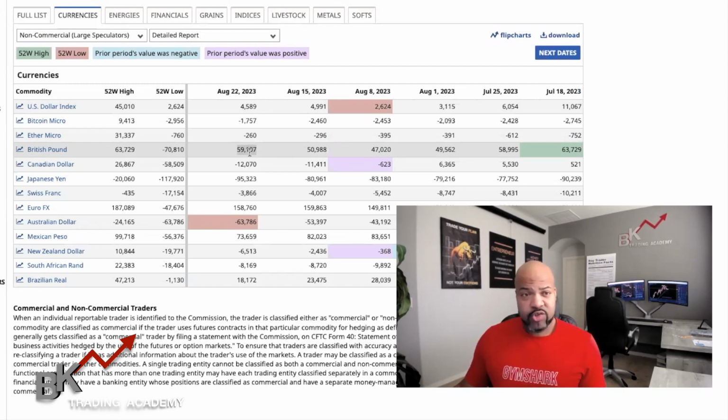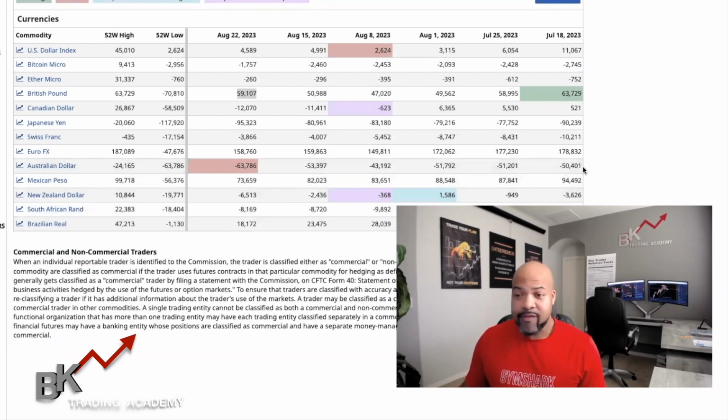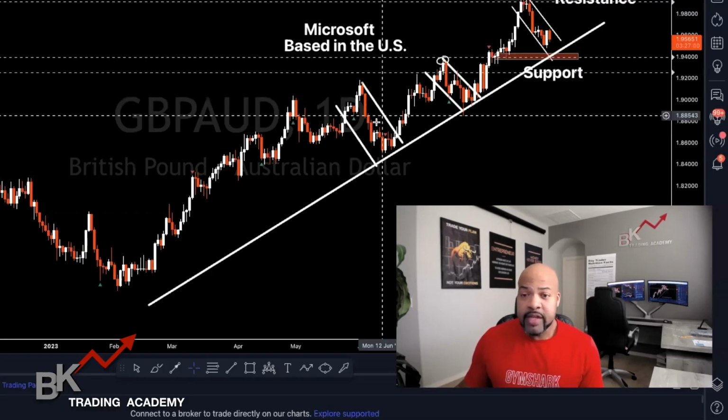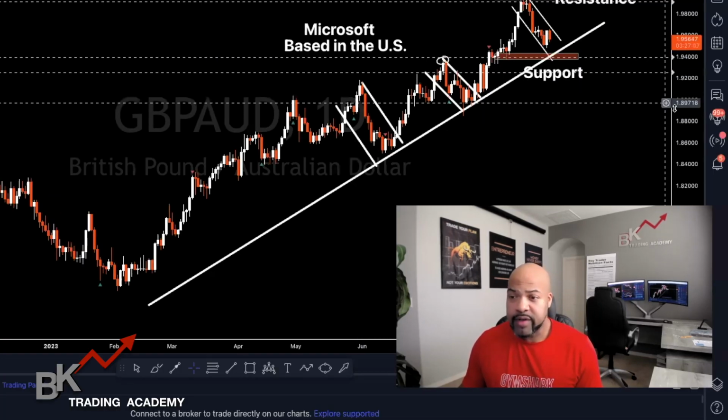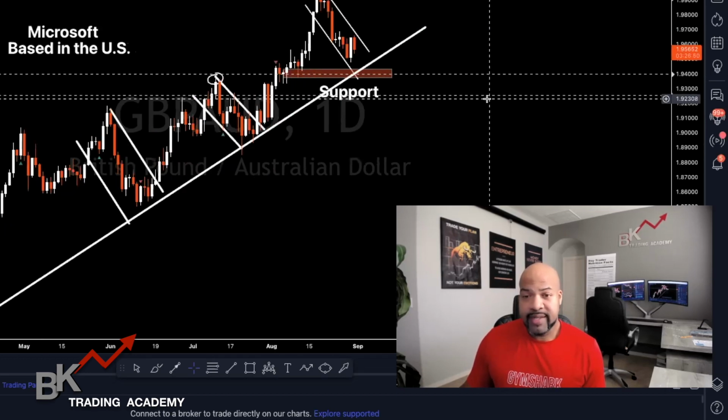And when we look at the Australian dollar, because that's the pair that we're trading, we see that they have more short contracts. So this is how you typically want to do it. You want to pair a short contract currency versus one that is long, and that will give you that push to the upside here. So that's why we have this very strong, steep trend here. And I believe it's going to continue stronger.